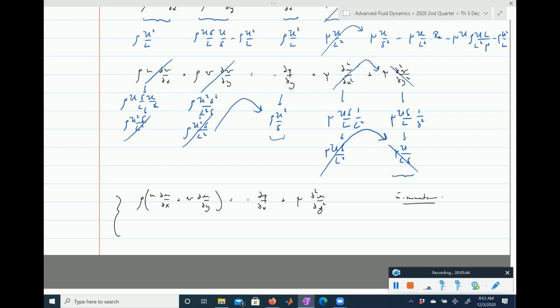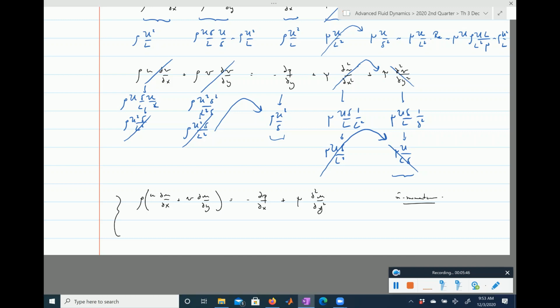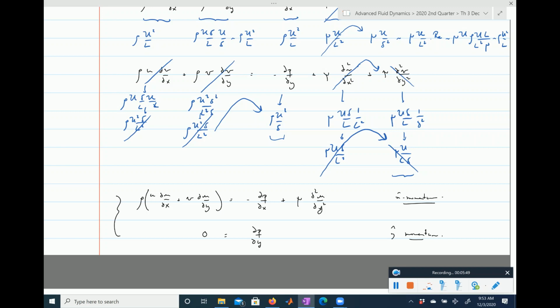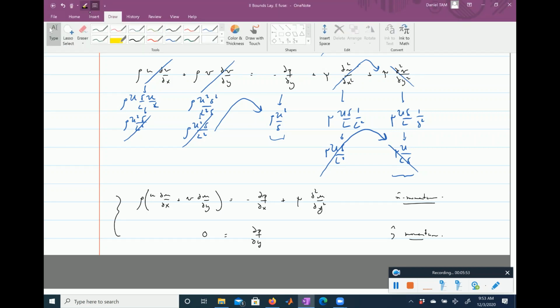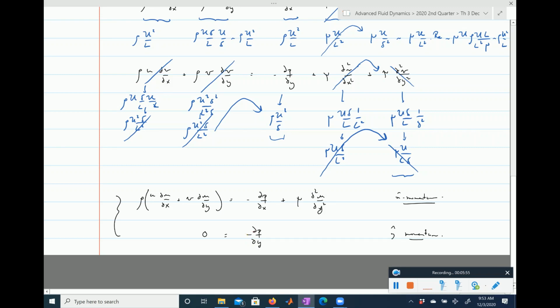And for the momentum equation in the y direction, we simply have that 0 is equal to our pressure term. So that tells you that across your boundary layer, you don't have pressure gradients. So the pressure is constant along the y direction. The pressure is constant inside of the boundary layer. Those here are the boundary layer equations.